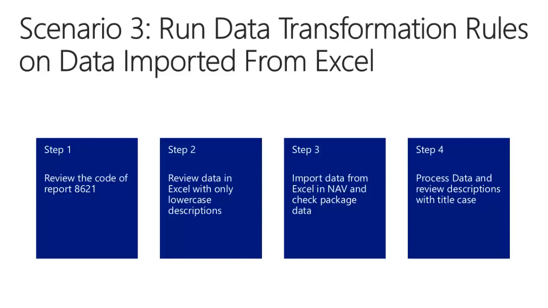I will do this by first reviewing the code of report 8621. Then I will review the data in Excel with only lowercase descriptions. I will import data from Excel in NAV and check the package data. And then I will process the data and review descriptions with title case.